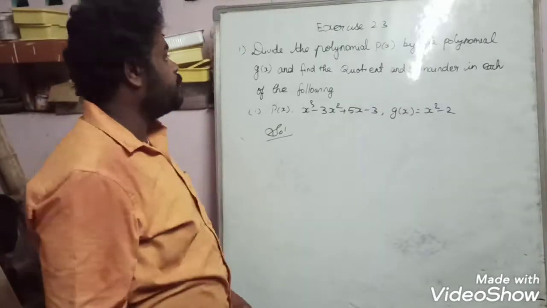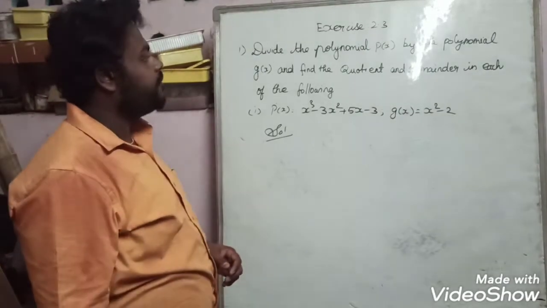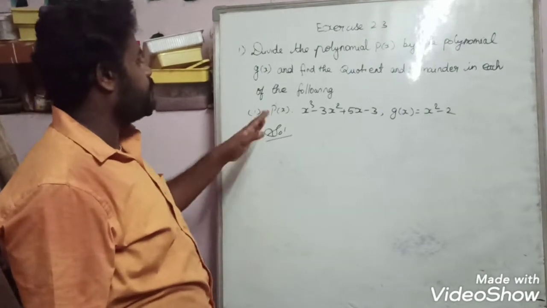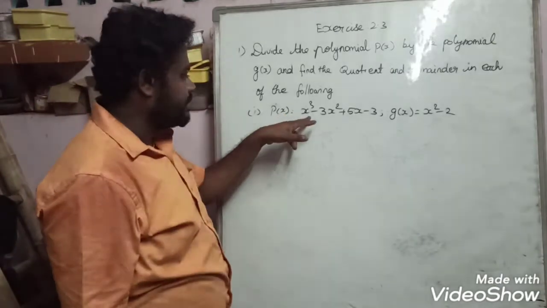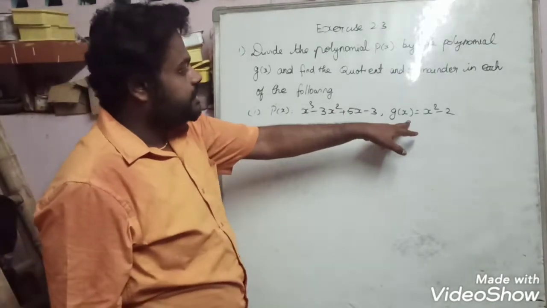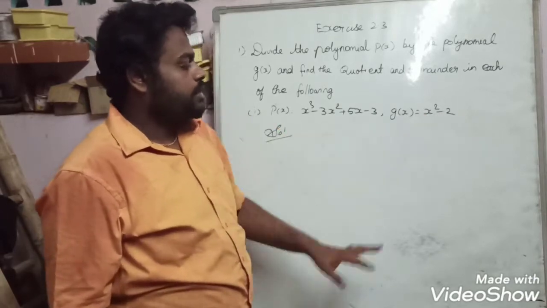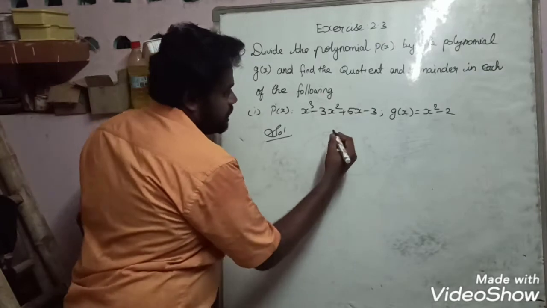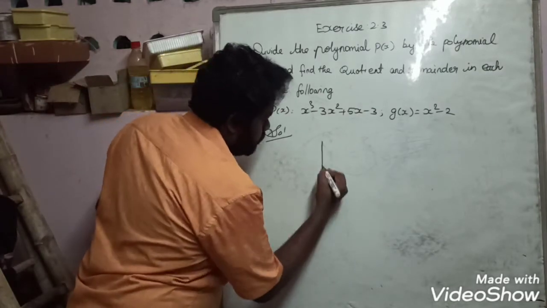Now we see exercise 2.3. Divide the polynomial p of x by the polynomial g of x and find the quotient and remainder in each of the following. First question, p of x equal to x cube minus 3x square plus 5x minus 3 and g of x equal to x square minus 2. Here there is no x term, so we take 0 for that. Normal division.